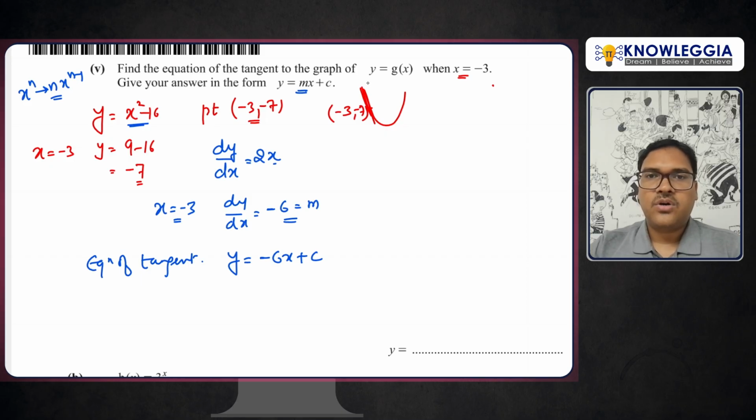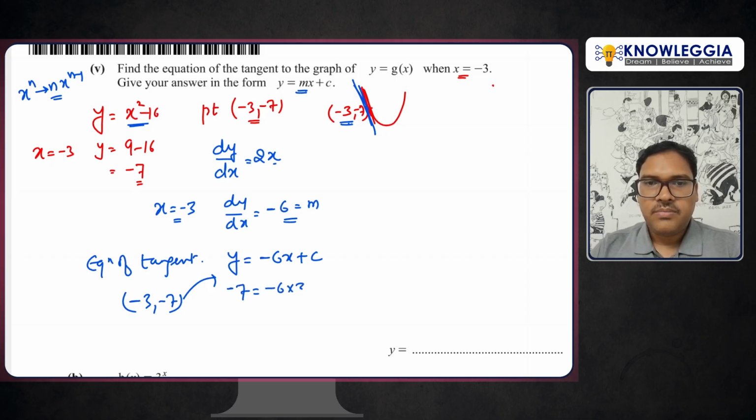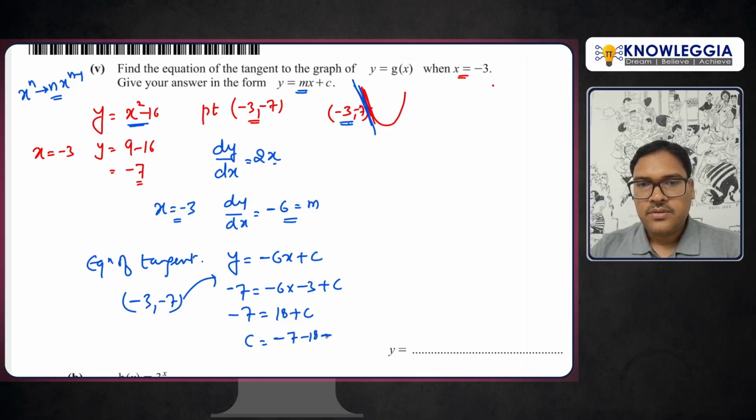Now how will you get the value of c? Because we are drawing the tangent at minus 3 comma minus 7, obviously minus 3 comma minus 7 has to lie on this. So minus 3 comma minus 7 will satisfy this equation. So I'll just substitute minus 3 comma minus 7 in this equation. So this will become minus 7 equal to minus 6 into minus 3 plus c. So negative 7 equal to 18 plus c. Minus 6 into minus 3 is 18. So what is c? This is minus 7 minus 18.